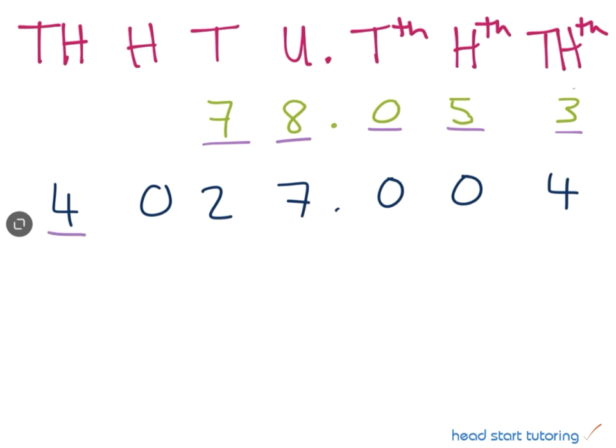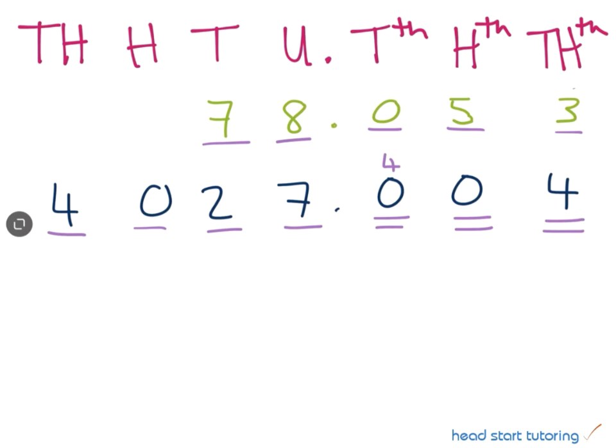Right. We have got 4 thousands in this number, 0 hundreds, 2 tens, 7 units, 0 tenths, 0 hundredths, and 4 thousandths. So you can see how important these 2 placeholders are. Even though they are zeros, they have a very important role in indicating to us that our 4 is 4 thousandths, because if we were to leave them out and put our 4 there, that would be 4 tenths and not 4 thousandths like it is meant to be.